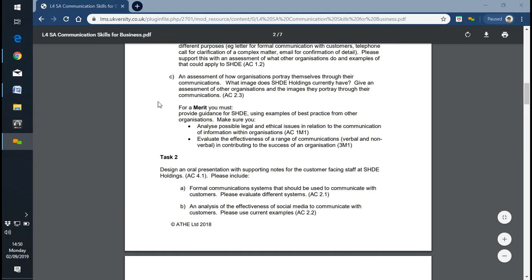If you want to go for a merit above the pass level, you provide guidance for SHDE using examples of best practice from other organisations that you've just covered here. Make sure that you analyse possible legal and ethical issues in relation to the communication of information within organisations. And evaluate the effectiveness of a range of communication systems, verbal, non-verbal, in contributing to the success of an organisation. That's 3M1.